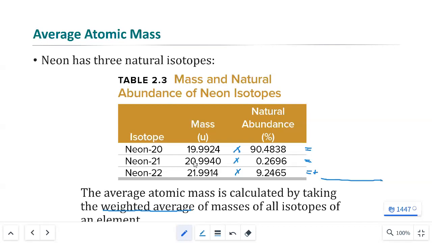Now, why do we want to concern ourselves with that? Because more often than not, when we are dealing with reactions, we're not going to be dealing with individual isotopes. We're not going to be dealing with individual atoms. We're going to be dealing with large numbers of those atoms. And so even for an isotope that has a relatively low abundance, I mean, 0.2696% is not very much.